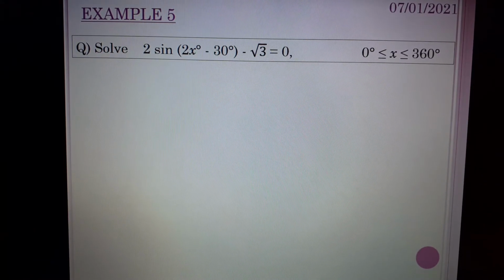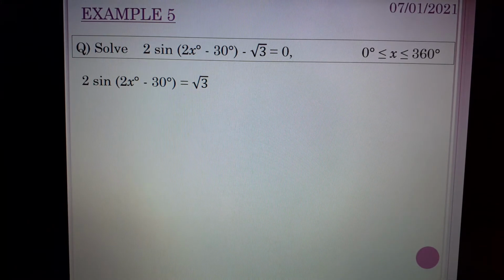Good morning, and today we're going to complete solving trig equations by doing one final example. And here we have another example. We have our compound angle. So we have our 2x and we also have a wee shift left or right as well with our minus 30 here.